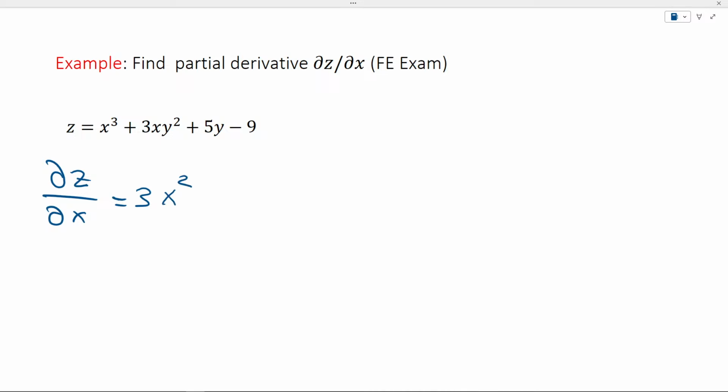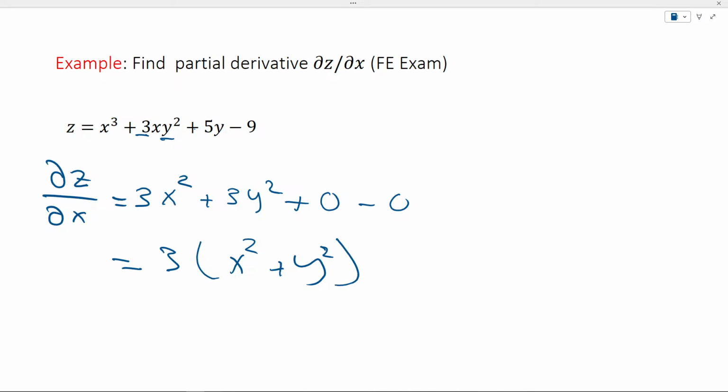Yeah. How about this guy here? So this is 3, this is a constant, this is a constant. So that would be plus 3y squared. Why? Because this is just a constant. Plus, what is this guy? This is a constant, so that's plus 0. And what's this guy? That's a constant, so that's minus 0. So basically the final solution will be 3x squared plus y squared. Very simple, and you get easy points. So if you find this in the FE exam, you easily get these points.